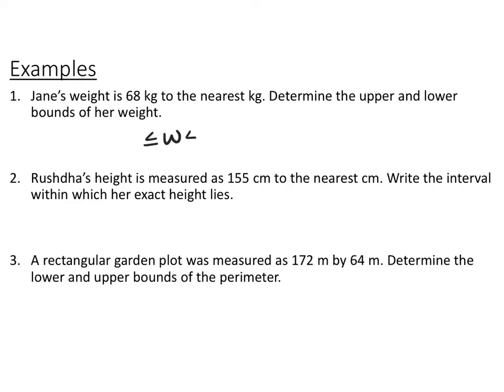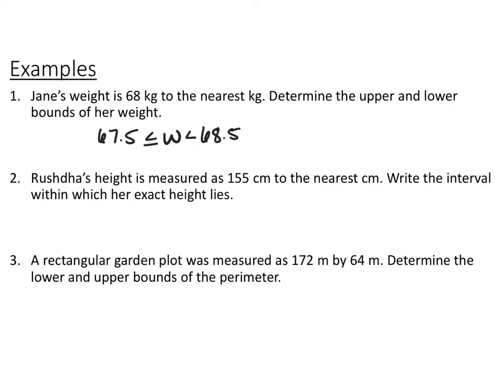So if she's 68 kilograms, what is the smallest weight she could be that would round up to 68 kilograms? Well, if I had 67.5 kilograms, that would round up to 68 kilograms. What would be the heaviest weight she could be that would round down to 68 kilograms? Well, not including, it could go all the way up to 68.5. Not including 68.5 because that would then round up. So her upper and lower bounds would be 68.5 kilograms would be the upper bound not included, and then 67.5 kilograms included would be her lower bound.